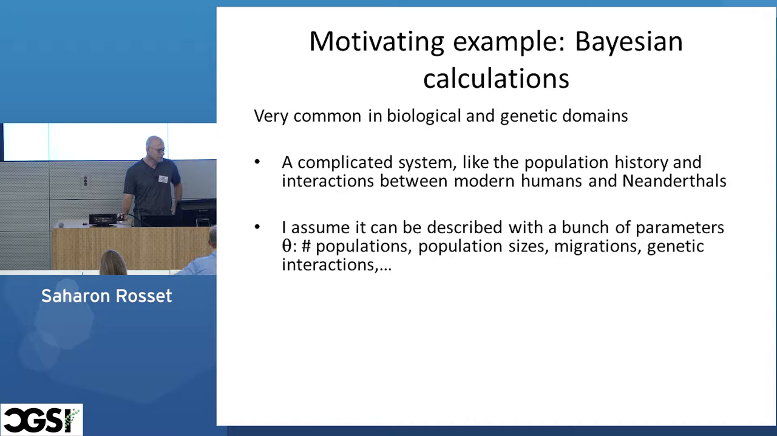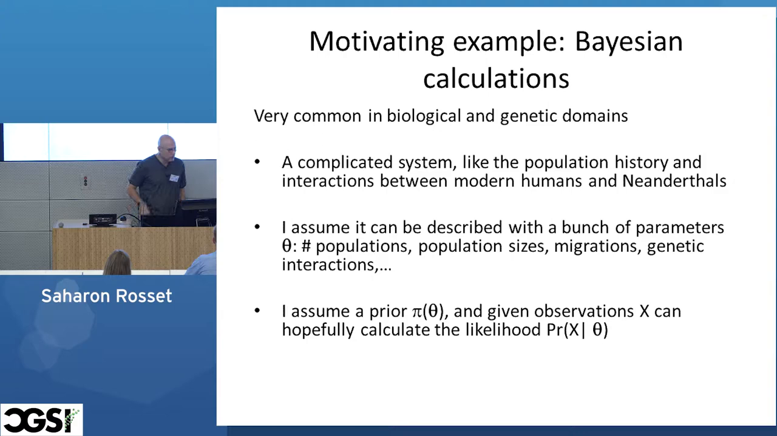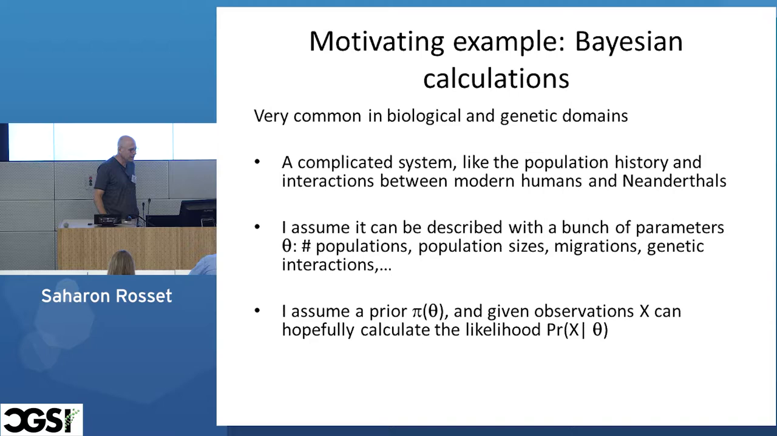But of course, I don't know these parameters, right? So what I do is assume a prior, which is some distribution that I assume about these parameters. And if I'm given the set of parameters and a bunch of data, I assume I can calculate this probability. So what does this mean? This means that if someone tells me how many populations there were, how they interacted, and so on, I can calculate the probability of the genomes I see in front of me.